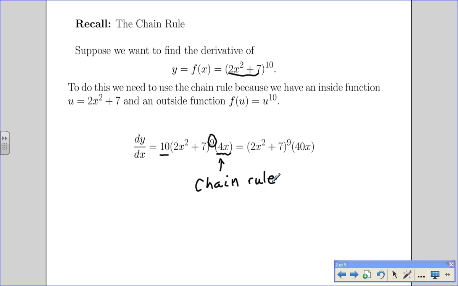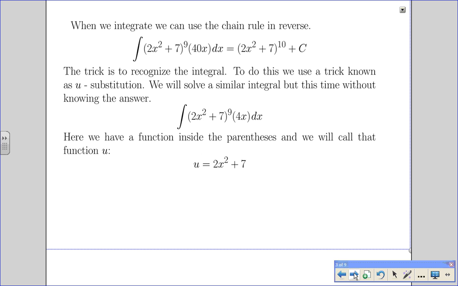Now, we can work that backwards if we want. So if we took an integral, we would know what the answer was. If you take the integral of 2x squared plus 7 all raised to the 9th times 40x dx, well, you know what the integral is because you took the derivative of 2x squared plus 7 to the 10th to get that other expression. And then we do get this plus c on here because when you're integrating, you don't actually know what the original function was. So you have to add the plus c so that you can account for any constant that might have been in there.